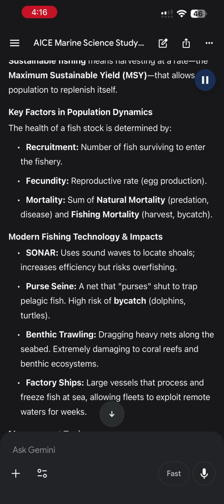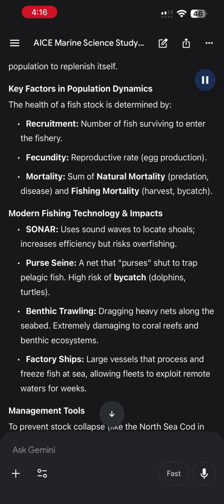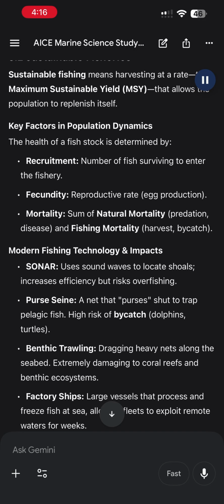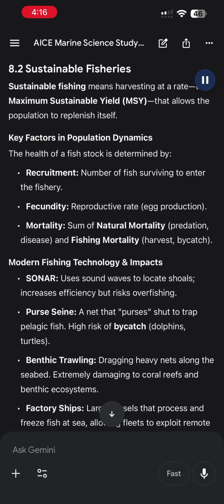Key factors in population dynamics: the health of a fish stock is determined by recruitment, the number of fish surviving to enter the fishery; fecundity, reproductive rate, egg production; and mortality, the sum of natural mortality, predation, disease, and fishing mortality, harvest, bycatch.